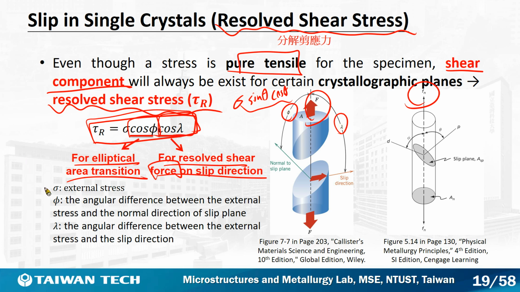And you can also see the term here. It's very important that although you have the same cosine here, phi and lambda have different meanings. Phi is the angular difference between the force and the normal to the slip plane. And lambda is the angle between the force and the slip direction.